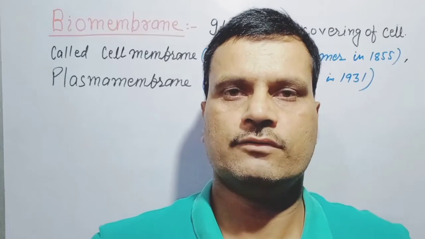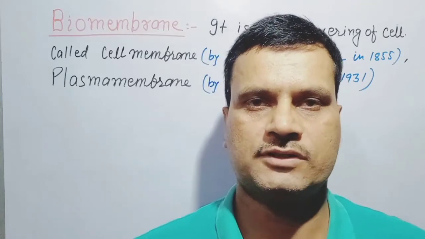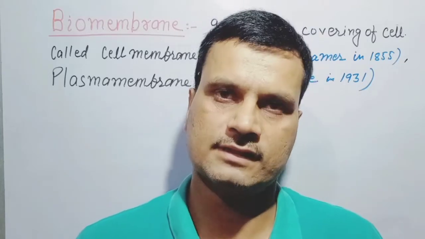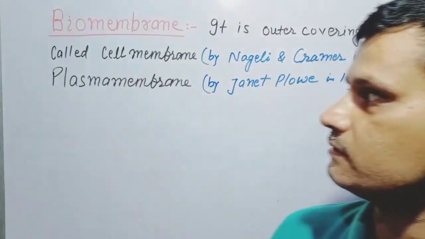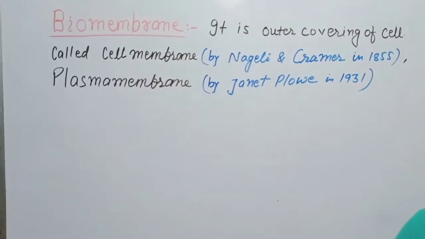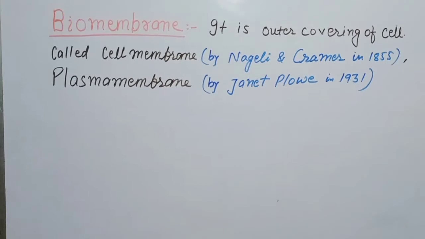In this video, we will discuss biomembrane, which is the outermost covering of the cell. This biomembrane is also known as cell membrane, named by Nageli and Cramer in 1855, and also known as plasma membrane, named by Plowe in 1931.